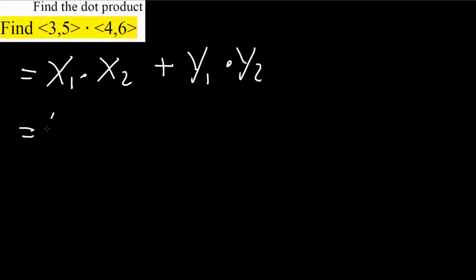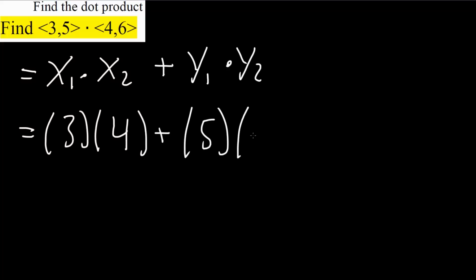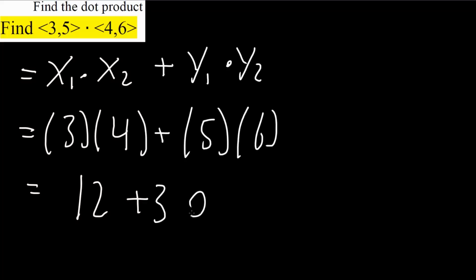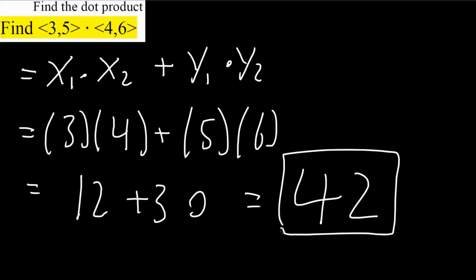And so in our case, we have 3 times 4 plus 5 times 6. So just to recap, 3 times 4 plus 5 times 6. And so we would get 12 plus 30, and so this would equal 42. And so we can box this answer in. And now we will do the second question.